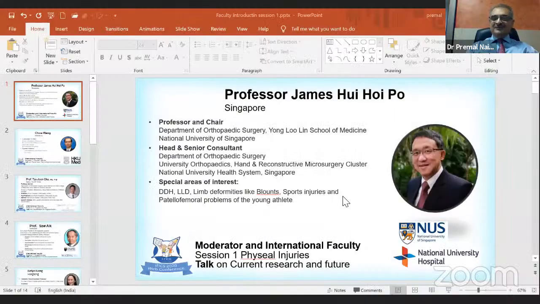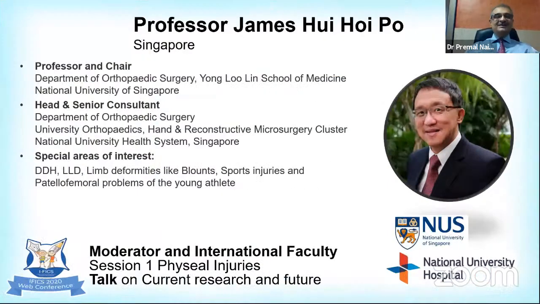So I'll start with my friend, Professor James Hui, who was a junior lecturer when I was a fellow at NUS. Currently Professor James Hui is a professor and chair at the Department of Orthopedic Surgery, Yong Loo Lin School of Medicine and National University Hospital of Singapore. He is a head and a senior consultant, Department of Orthopedic Surgery, University Orthopedics Hand and Reconstructive Microsurgery Cluster at National University Health System Singapore. His area of special interest, as we have already learned from Dr. Jamal, are orthopedics and many more than orthopedics. But he has great interest in publications on cartilage grafting as well as patellofemoral problems in young athletes.